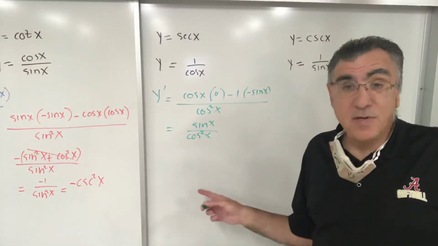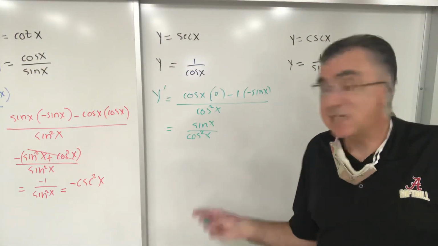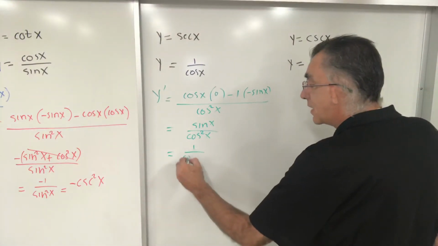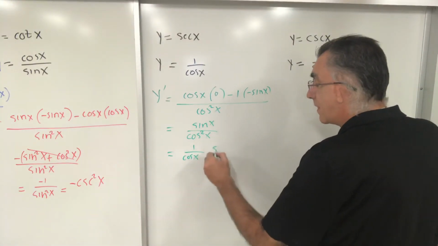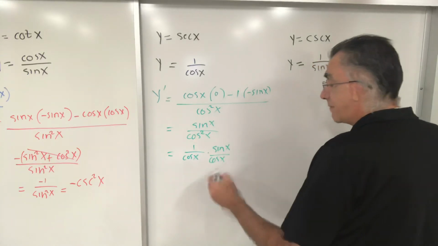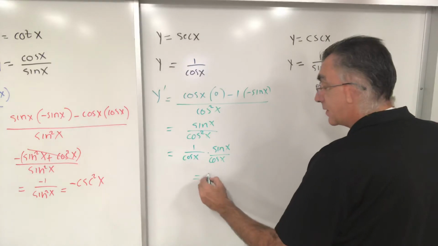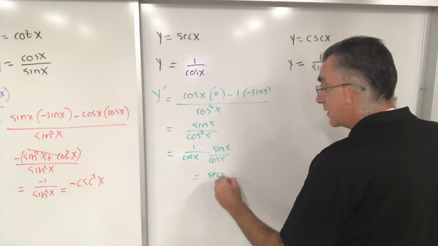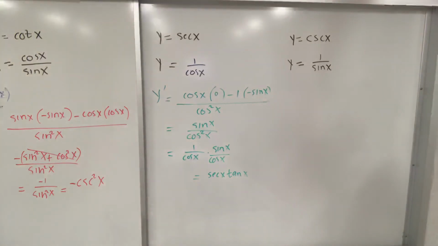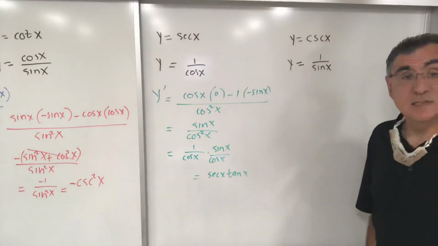But if you remember, that's not what I said. I said it was secant x tangent x. Notice what I do. I break it up. And everyone does this, so you've got to do it. So you get secant x, tangent x.